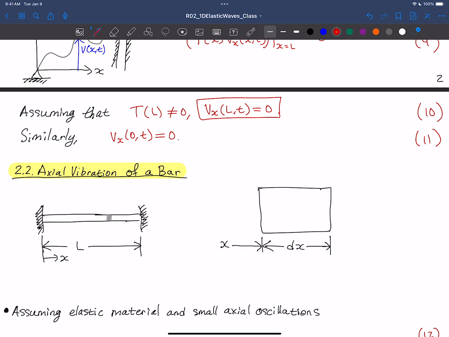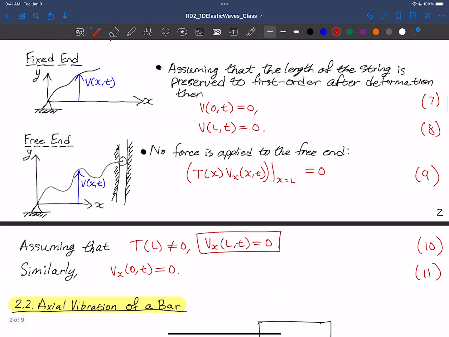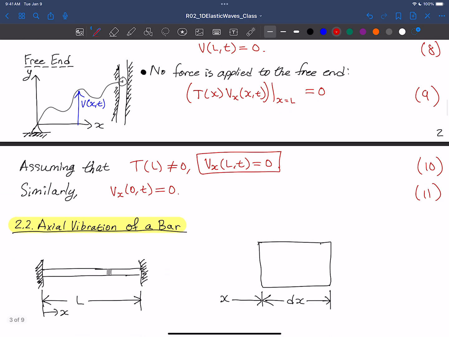Okay, this concludes our lecture for the derivation of the wave equation for a string. In the next section, we're going to go through the derivation of the wave equation for an axial vibration of a bar.